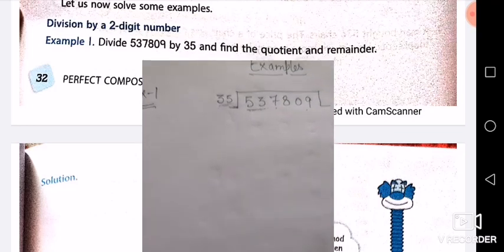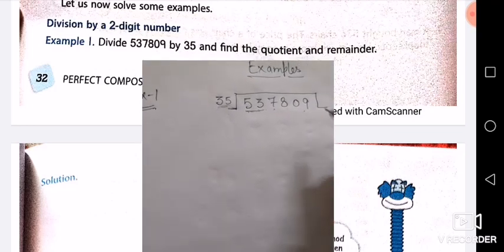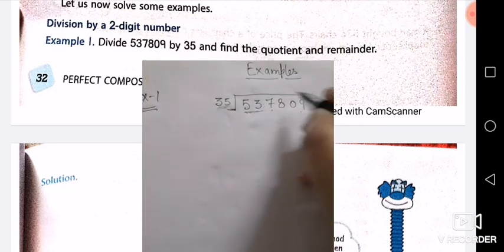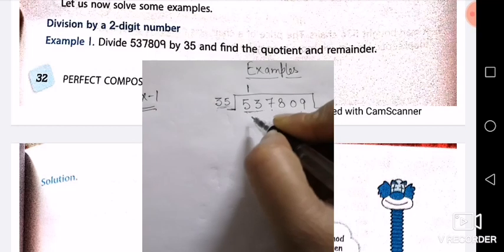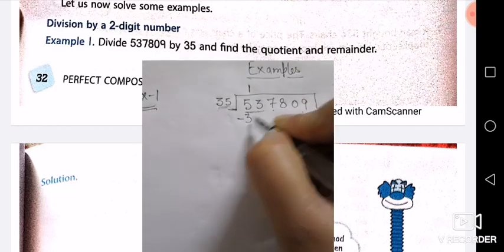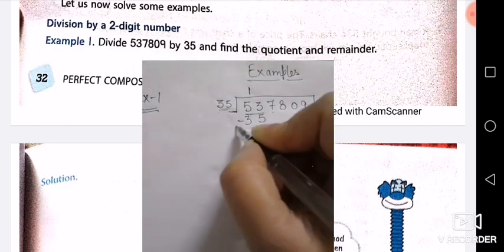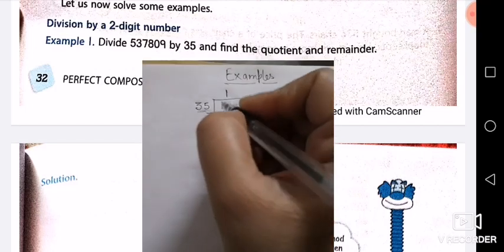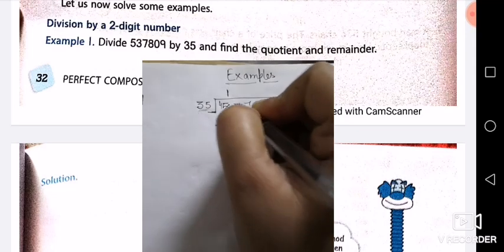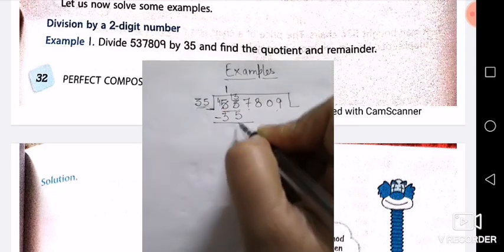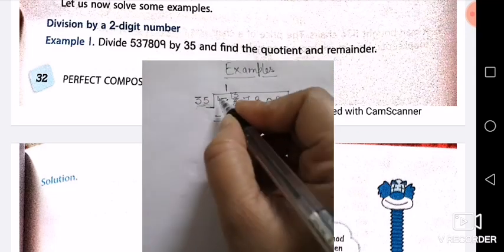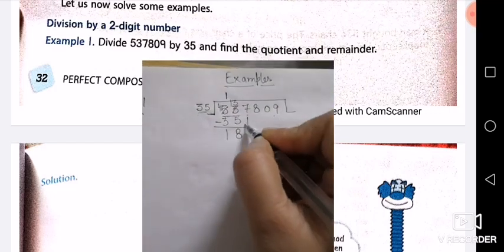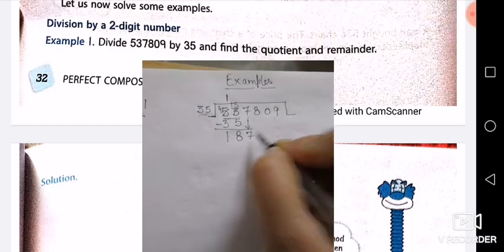So now 35 ones is 35, 35 twos is 70. So 70 is more than 53, so we will go with 35 ones only. 35 ones will be 35. Then do the subtraction here. Now 5 will become 4, this will become 13. Now 13 minus 5, 8 will come here, and 4 minus 3, 1 will come here. What will get down? Now 7 will get down.